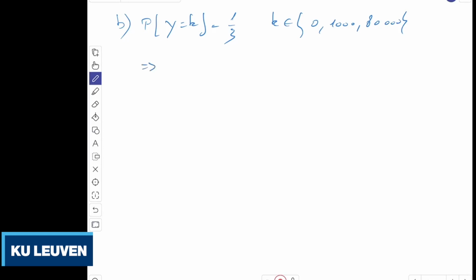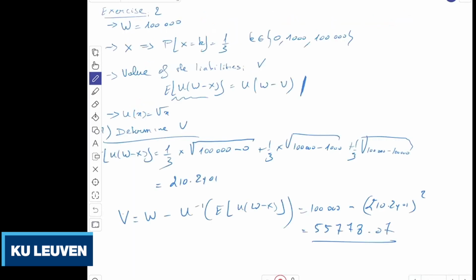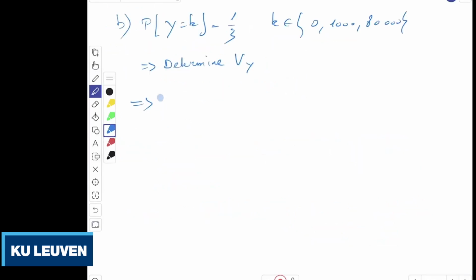And then the same thing, determine the value of your liabilities, which I now call VY. Yeah, it's the value of your liabilities, but now it's Y and not X. You use the same calculation as before, right? The only thing that changes is this part here, right? You go through the same calculations and you find that VY is equal to 33,729.49. Okay.